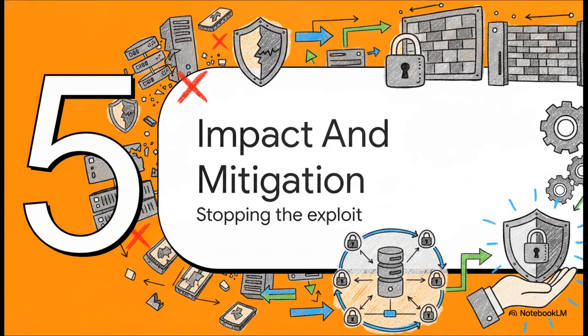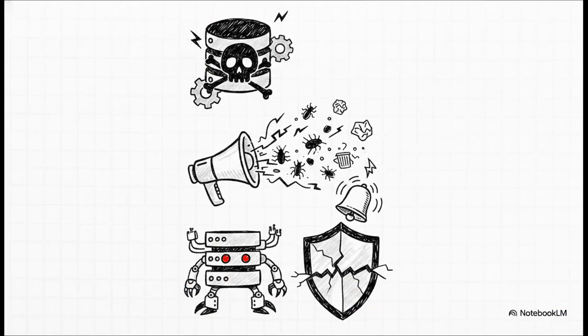Finally, Section 5, Impact and Mitigation. What happens if this succeeds, and how do we stop it dead in its tracks? The business impacts of a compromise here are severe. We are way beyond a simple website defacement. A successful WP2Shell exploit means a full administrative takeover and direct read and write access to your underlying database.